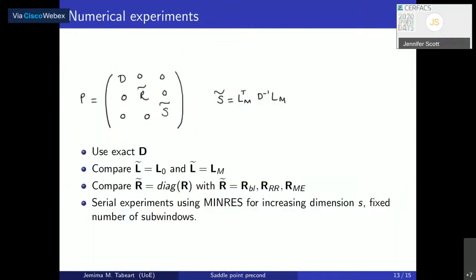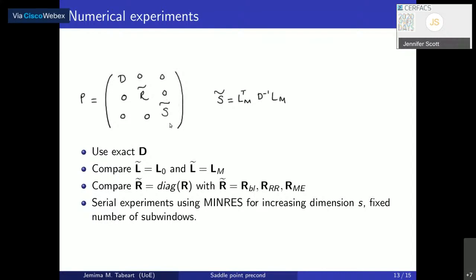Okay, so now let's see if these ideas are actually any good in practice. Some numerical experiments. We're using the same framework I introduced a few slides ago, and I'm going to use a preconditioner that is a block diagonal structure. So this is a kind of standard approach. So we've got our one block here. So I'm going to use the exact D and use one of my new R approximations. And then in the 2-2 block, we've got a Schur complement approximation.